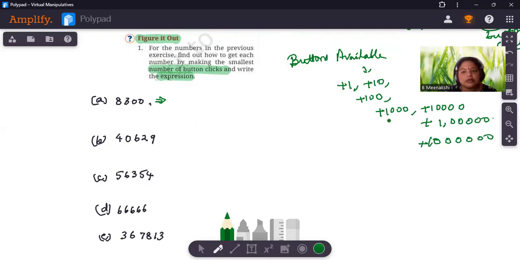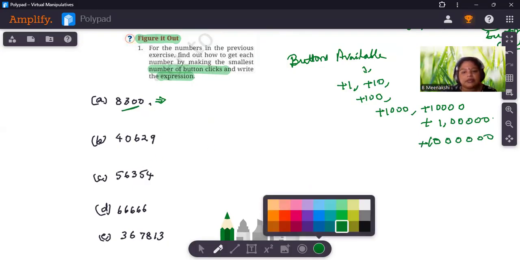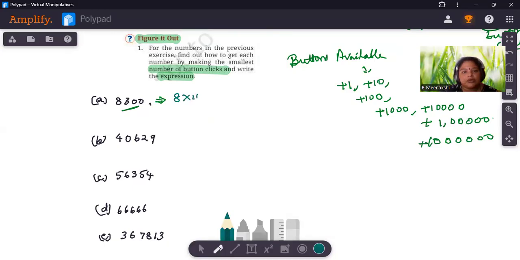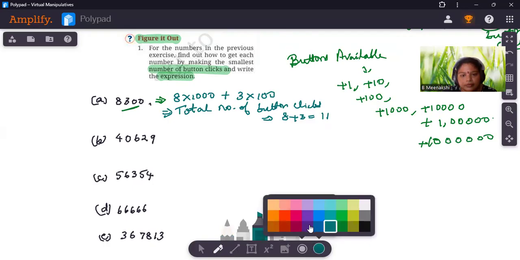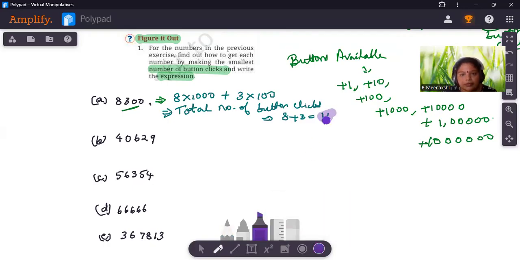So using this, how can we represent 8300? 8 into 1000 plus 3 into 100. So we will get the total number of button clicks as 8 plus 3, which is 11. Okay. Now, next question.